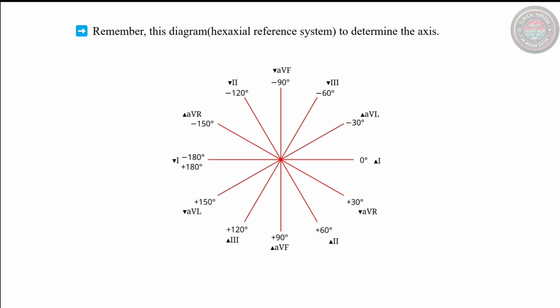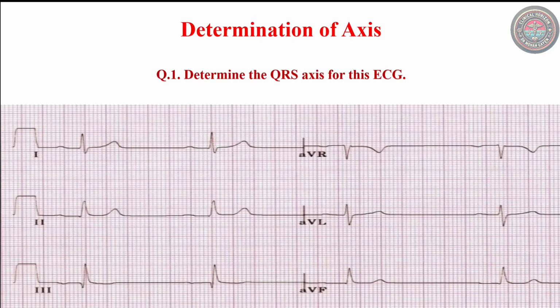For each case, I will give you an ECG scenario to analyze it. Try to determine the axis yourself before I walk you through the explanation. This will help you develop confidence and accuracy in ECG interpretation. Case 1. You are given an ECG where lead 1 shows a positive QRS complex, while lead AVF also shows a positive QRS complex. What is the cardiac axis?